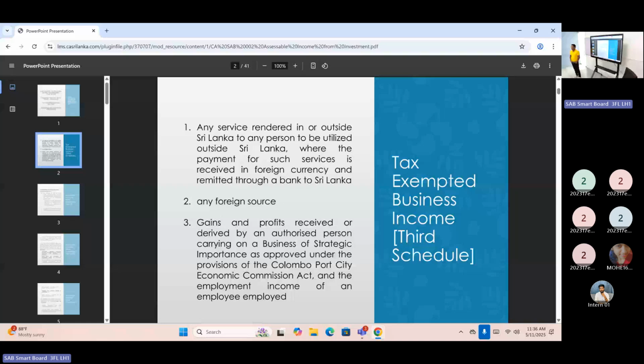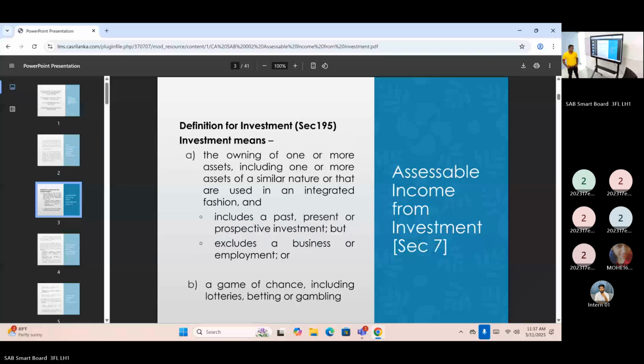So the third category of the assessable income. So what is investment? They are giving the definition: the owning of one or more assets, including one or more assets of a similar nature or that are used in an integrated fashion, and include the past, present, or prospective investment, but exclude the business of employment or business. Games of chance, including lottery, betting, or gambling, that is also coming under the investment income. So, first thing is owning an asset, and if you are getting some income only from that, it is coming as investment income.